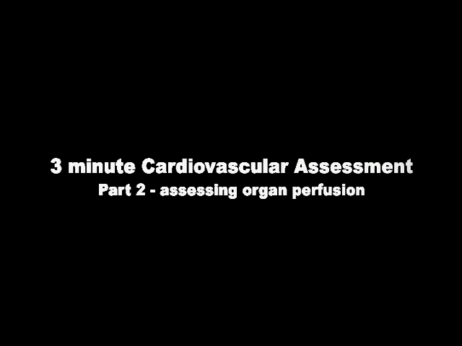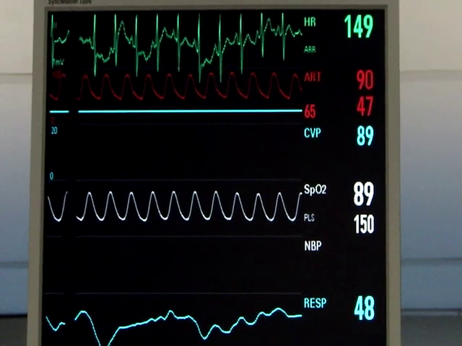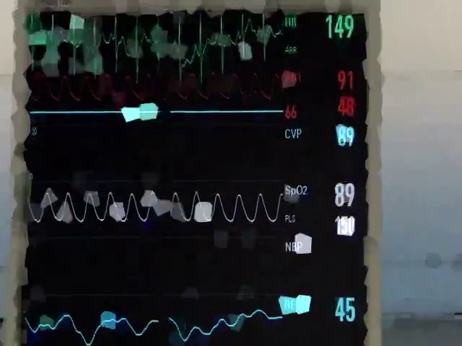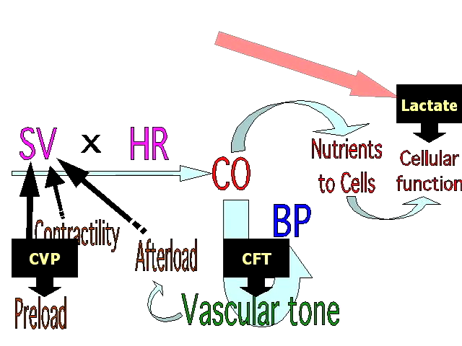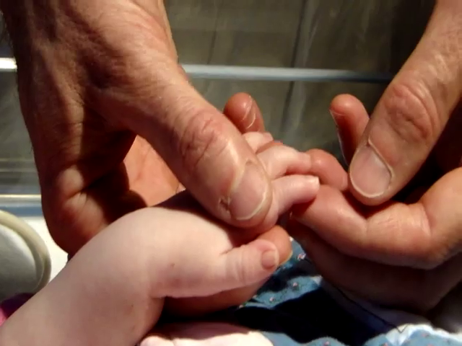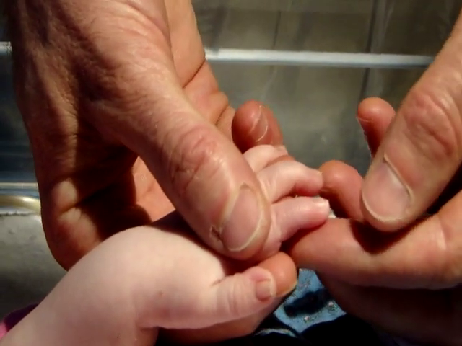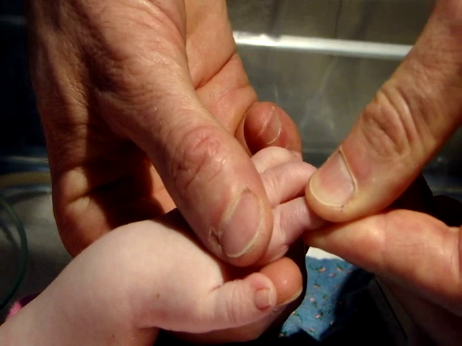Now we're on to the next part, assessing organ perfusion. Now, most people make the mistake that the place to start with cardiovascular assessment is the monitor. That's rubbish. Really, the things you want to find out about are the blood lactate and the capillary filling time. These are the only parameters that will tell you how well the cardiovascular system is doing its job.